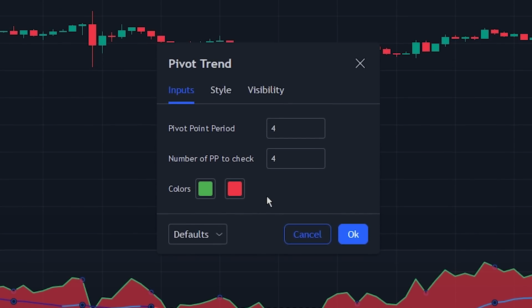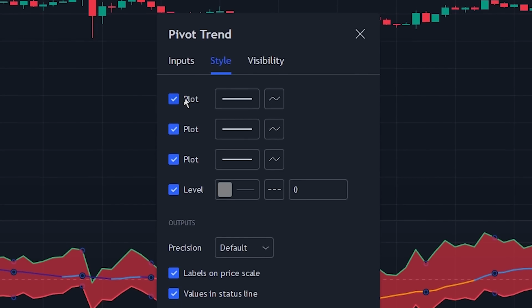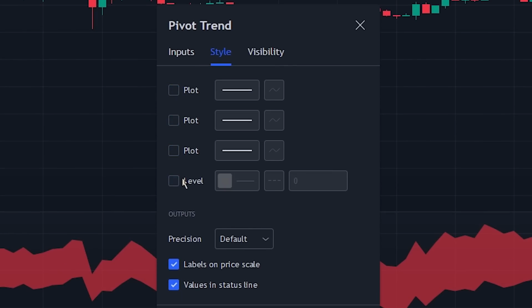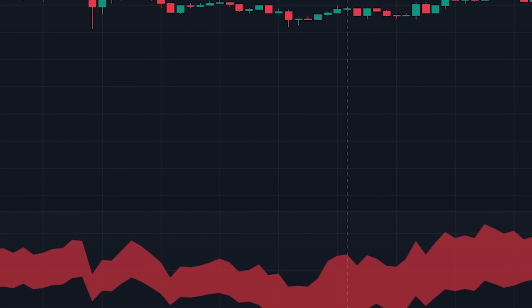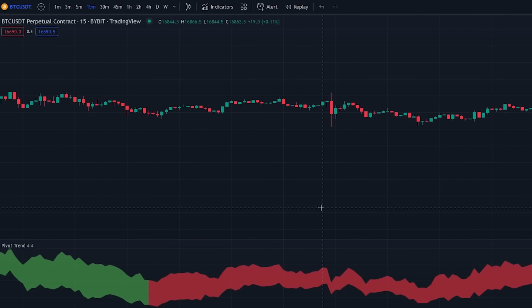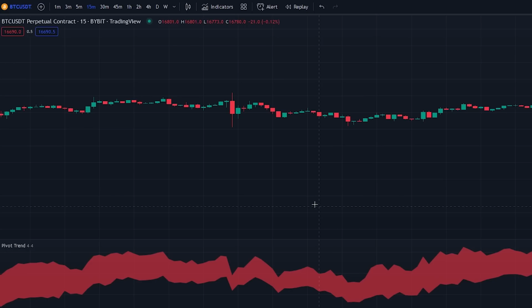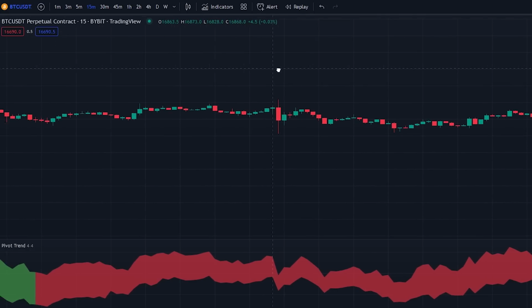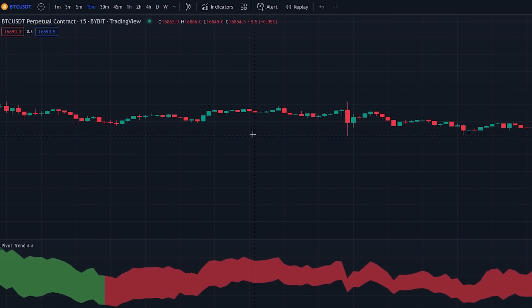After that, click on the Style settings and uncheck all of the plots to make the indicator easier to read. Now let's combine the pivot trend with another indicator to showcase a strategy that the pivot trend can be used with. The indicator that we will be adding is the ADX and DI indicator.